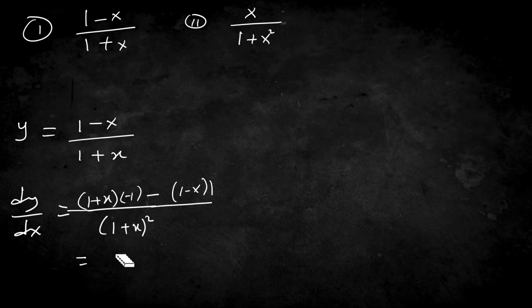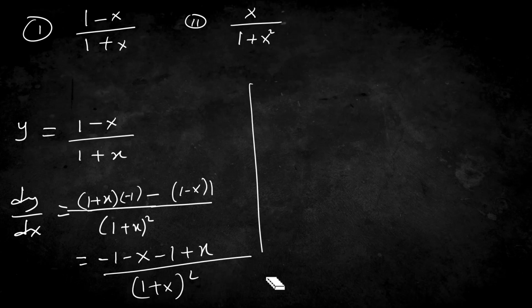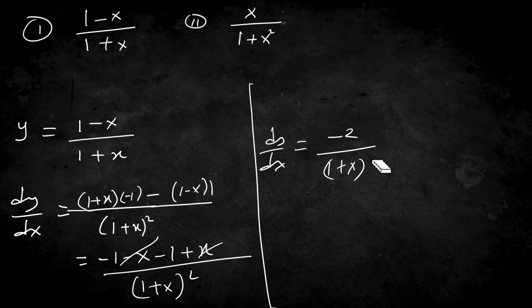So we have negative 1 multiplying this, minus 1 plus x, and we have minus, 1 minus x, on 1 plus x all squared. Okay, so this one will cancel this. You have dy/dx equals minus 2 on 1 plus x all squared. All right.